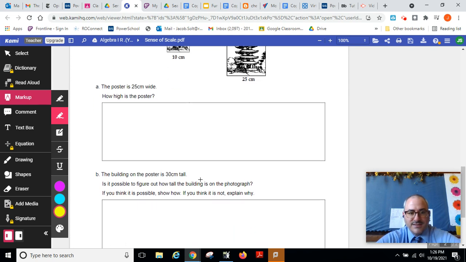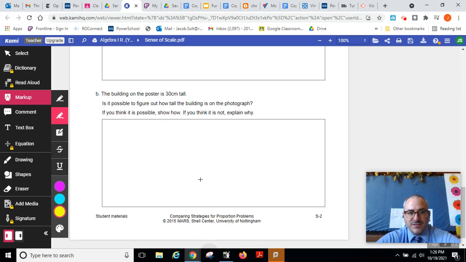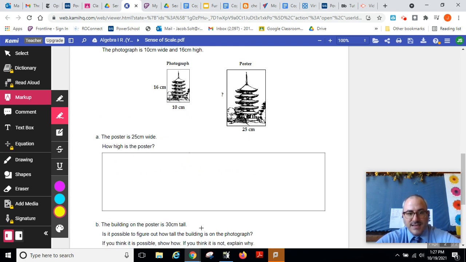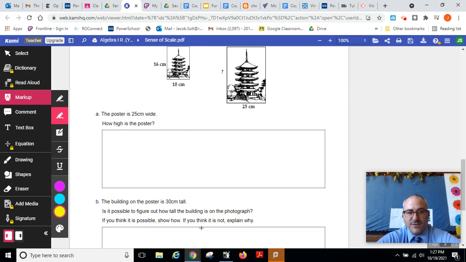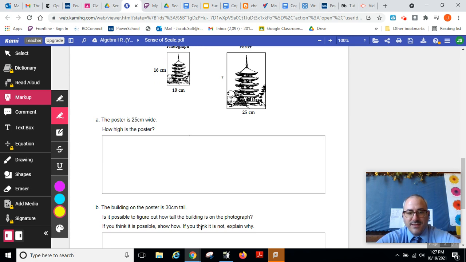What else? And the building on the poster is 30 centimeters tall. Is it possible to figure out how tall the building is on the photograph? Oh, that's a good question. Think about that. Is this photograph a real building? Could we use this to figure out if we knew the width of the real building? Could we figure out the height of the real building?